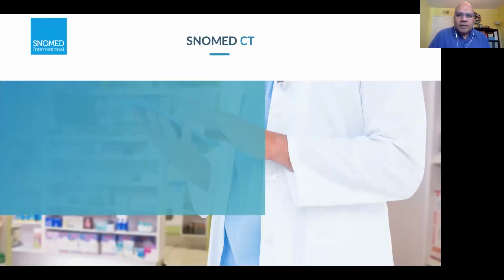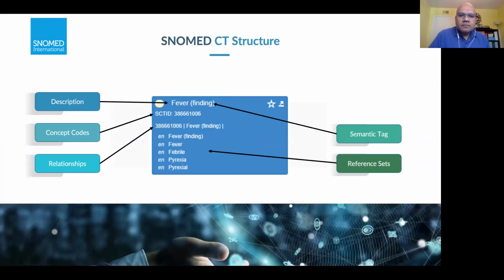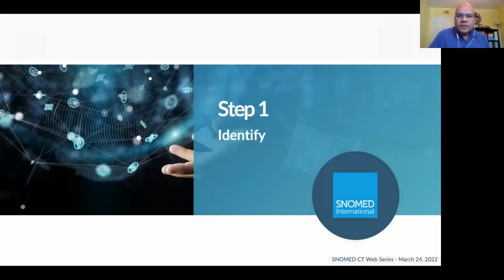I'm assuming that I do not need to spend a lot of time in this section, because most of you, if not all of you, know about SNOMED CT. As we all know, it's a collection of codes, terms, synonyms, and definitions, and there are thousands of concepts in it, and the concepts are very well defined. There is a description area, a concept code area, a relationships area, semantic tags, and reference sets. It's very well structured.